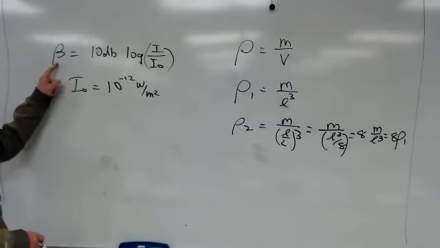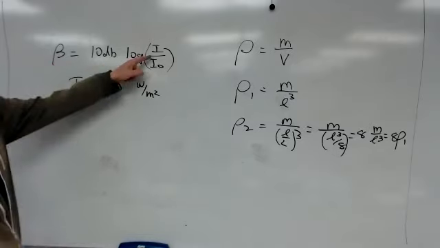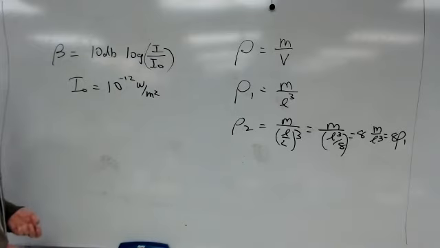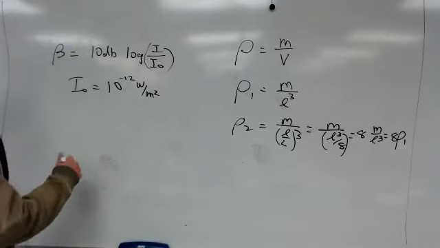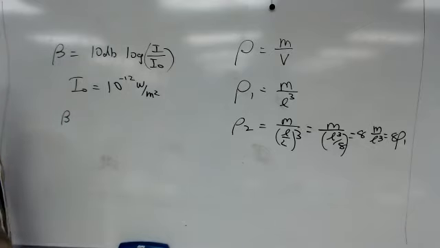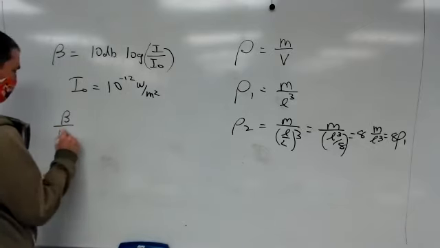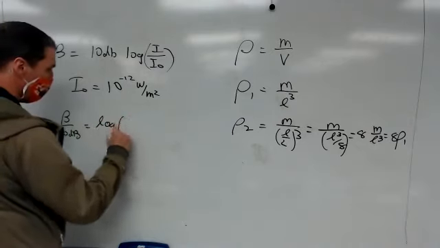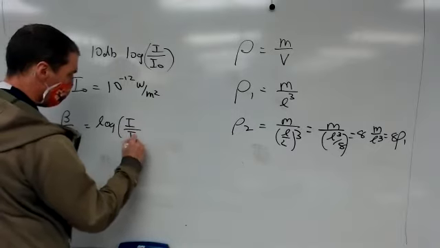And so now I have my beta and I'm looking for I, right? And so I've got to untangle this thing somehow. And so, Christian, how do I do that? Divide by 10 dB first. So I'm not going to plug in any numbers because he gets mad when I do that. So 10 decibels is equal to the log of I over I0.